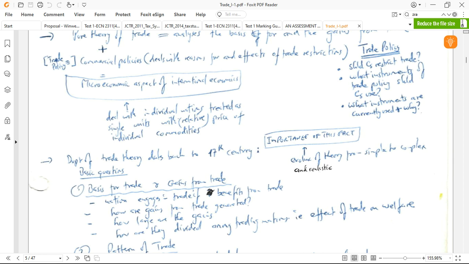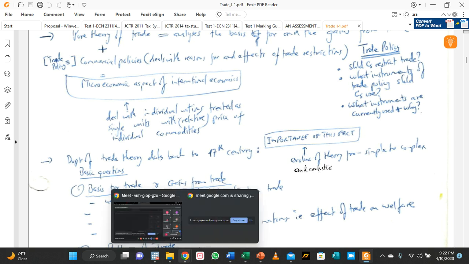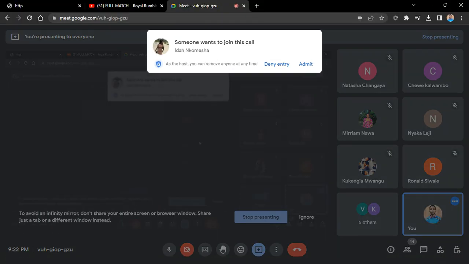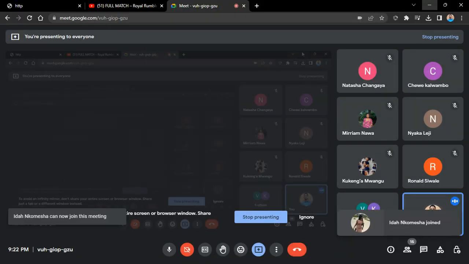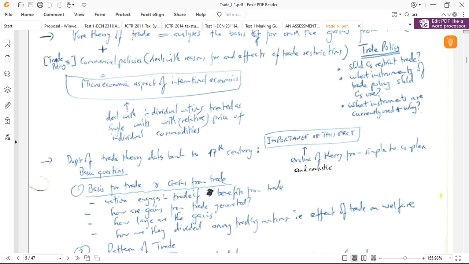Since we're talking about nations gaining, how are these gains generated? What is it that is supposed to be there for these gains to be generated? Since nations can only engage in trade if they're benefiting from trade, there should be some form of gains. So how are these gains generated? That is going to be covered under trade theory.